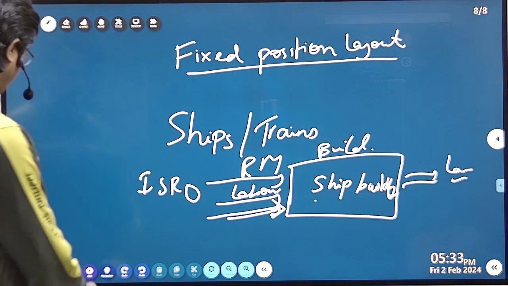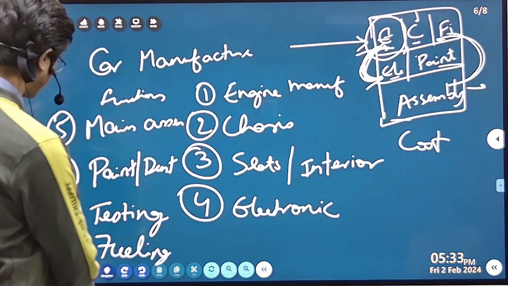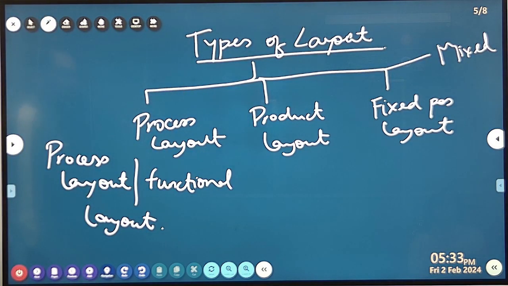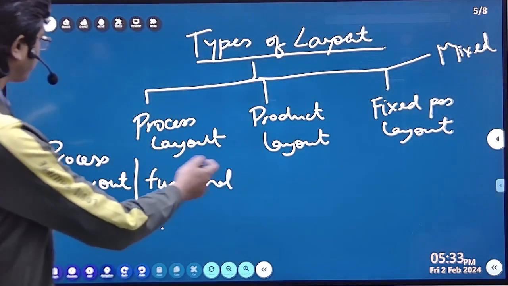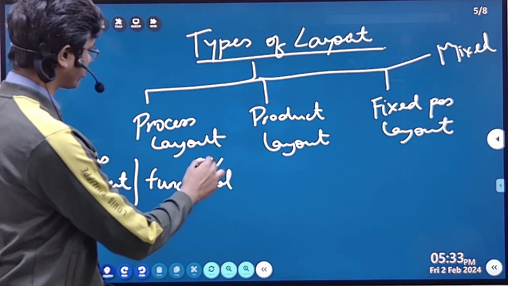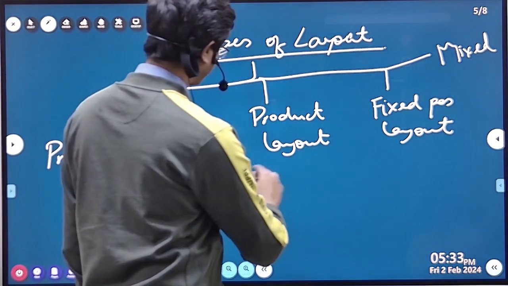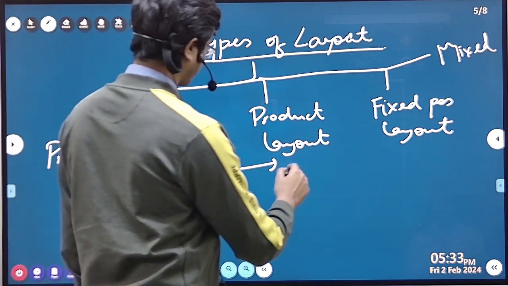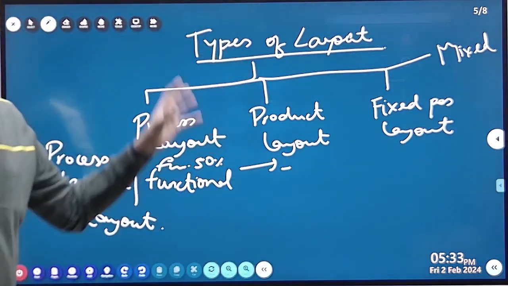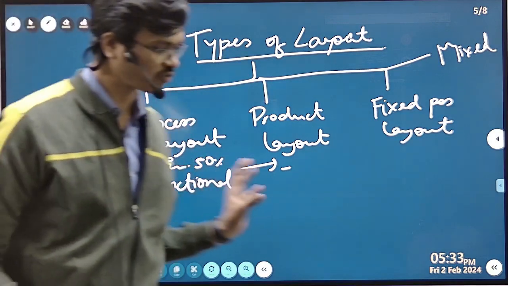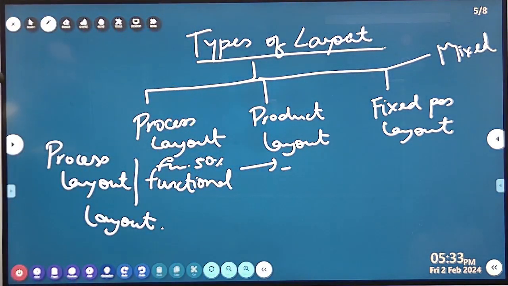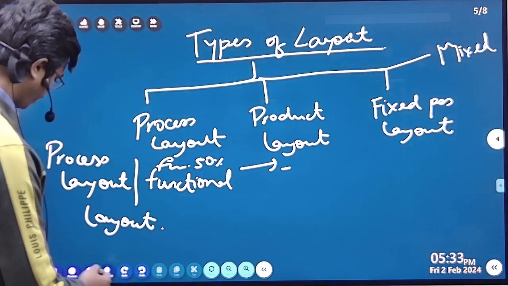Fine. So mixed layout is nothing but a mix of these two. So 50% of your factory can be process, that is functional, and then it can be product. So 50% can rotate like that, and then after that it follows a certain process and comes out. So it can be a combination of these two, right?